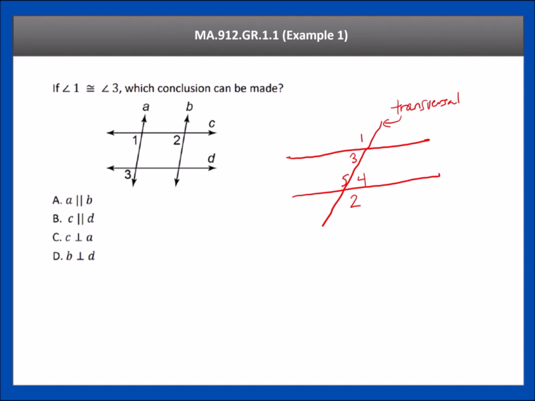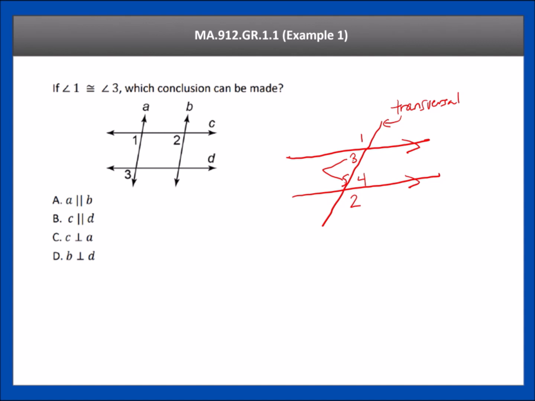So if these two lines here are parallel, then that means that the alternate exterior angles are congruent. That also means that the alternate interior angles are congruent. And that also means that the same side interior angles, these two, add up to 180 degrees. And lastly, that would mean that the two corresponding angles, 1 and 5, are congruent.